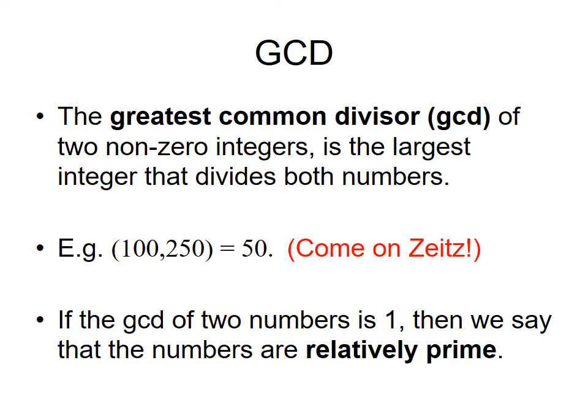The greatest common divisor of two non-zero integers is the largest integer that divides both numbers. If the GCD of two numbers is 1, then we say that the numbers are relatively prime. So not prime themselves, but if you think of like 4 and 9, those numbers are relatively prime because they have no factors in common, even though they're both composite.